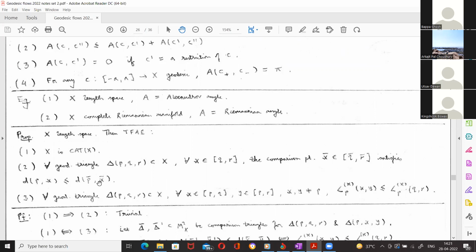Okay, it's clear that 1 implies 2, right? I mean, the CAT(kappa) inequality is that this inequality should hold for all points on the sides of the geodesic triangle in X, right? And here we're only requiring it to hold for a vertex and a point on the opposite side of the vertex. So this is a much smaller class of pairs of points, right? Okay.